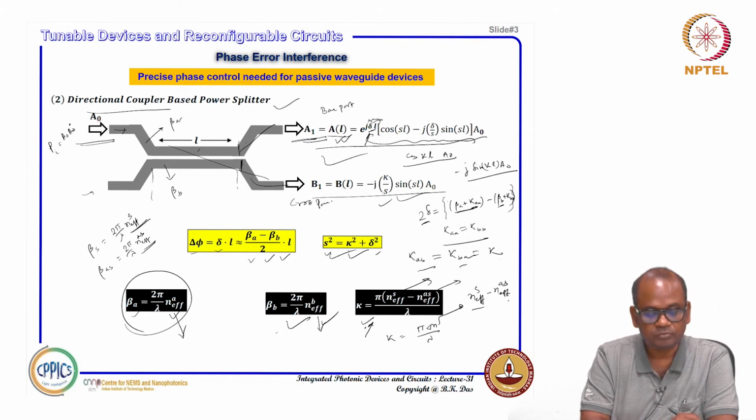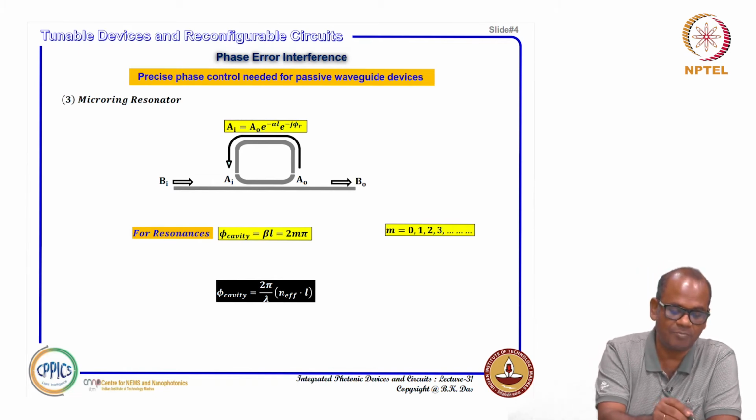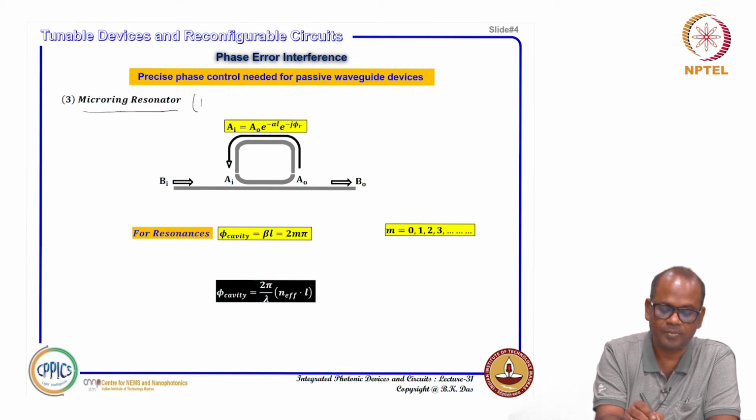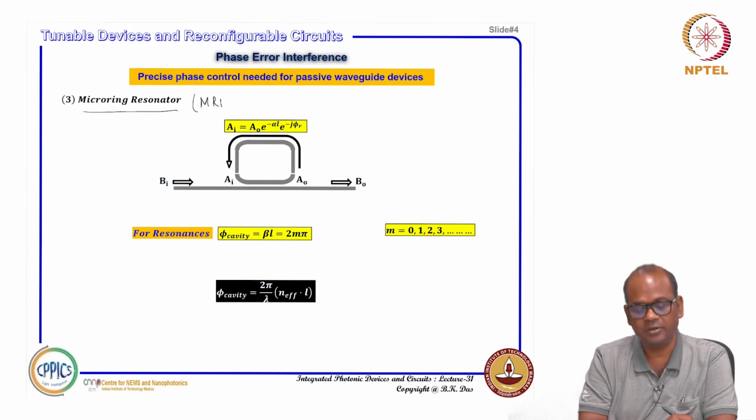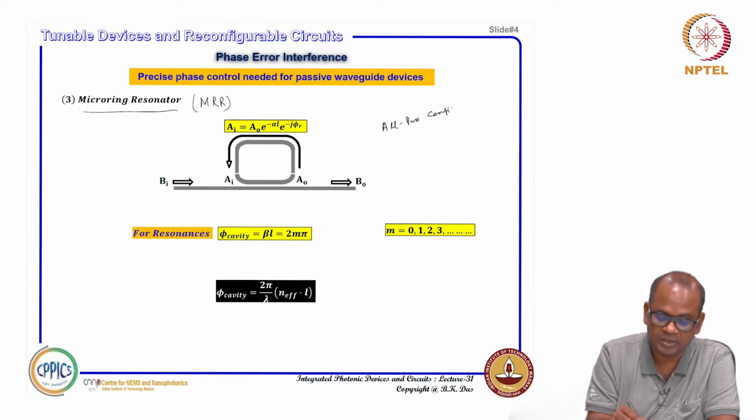Now, the third important component, and I would say the most important component for photonic integrated circuits, is the micro ring resonator, sometimes called an MRR. As you know, a micro ring resonator is given in an all pass configuration, where you have a ring and one bus waveguide interacting, where light will be tunneled a bit and the round trip path again comes back.